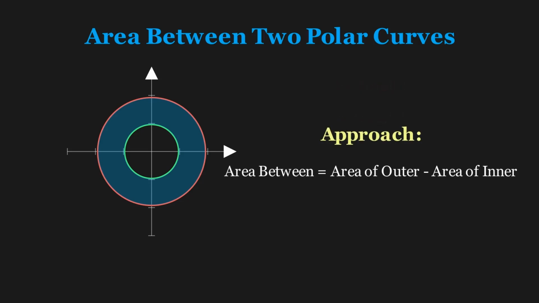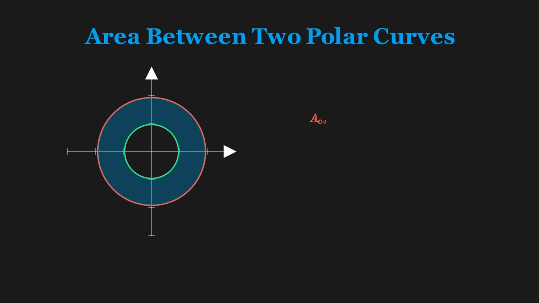The approach is straightforward. The area between the curves equals the area enclosed by the outer curve minus the area enclosed by the inner curve. Same principle we use for the Cartesian coordinates. Let's write this out.